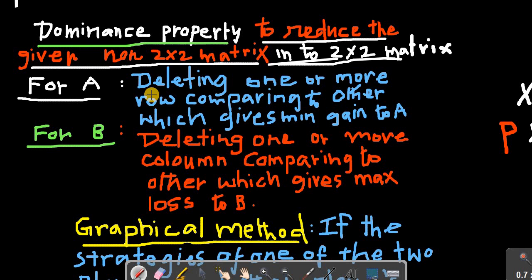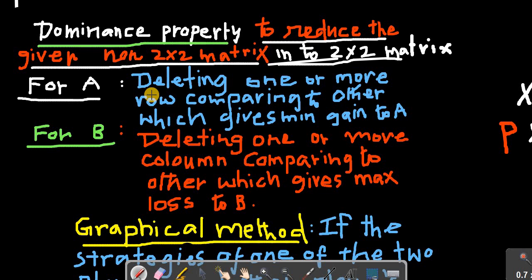Okay, on the basis of the dominance of a column for player A or a row for player B, we are deleting. By that deleting way, we can bring any number of matrix like m by n into a 2 by 2 matrix. This property in game theory is called dominance property.